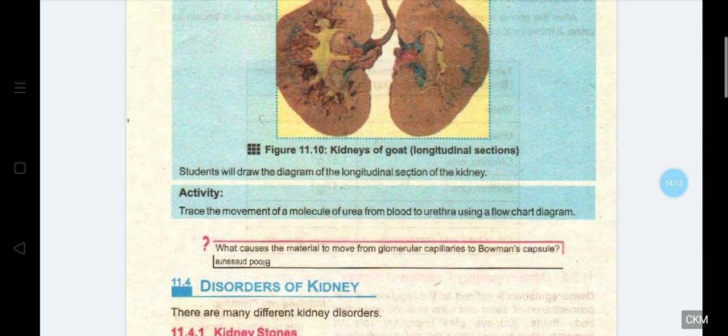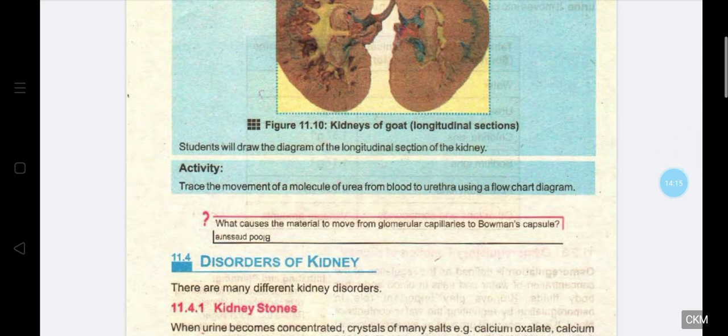In the next class, we are going to discuss the disorders of the kidney. Until then, you have to take very good care of yourself and do the learning by heart.